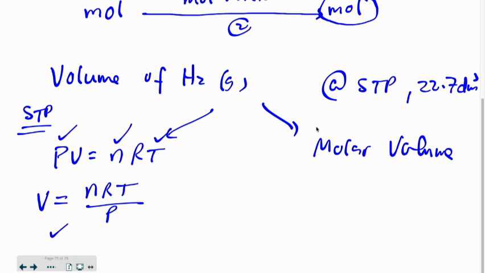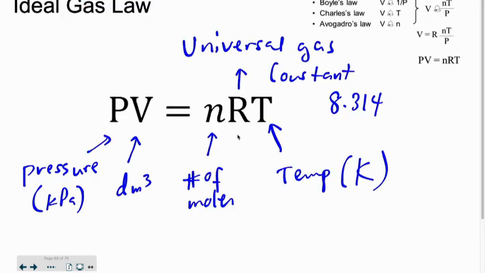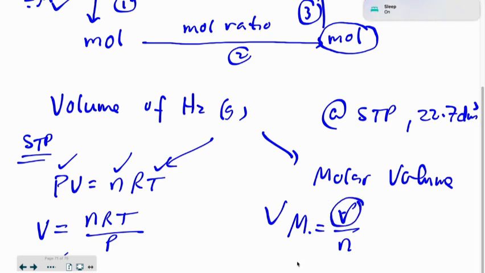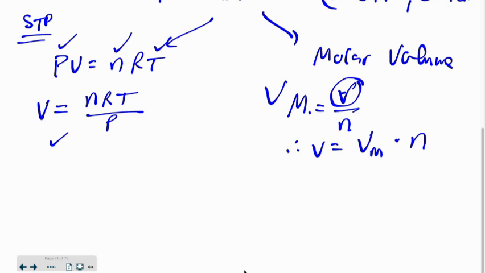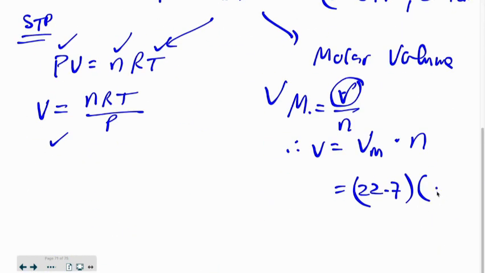If I wanted to use the molar volume, if we go back for a second and take a look, the formula for molar volume is volume divided by number of moles. So, molar volume equals volume divided by number of moles. In this case, I am looking for my volume. Therefore, volume is equal to molar volume times the number of moles. And again, I can just simply plug the numbers in here. My molar volume is 22.7 decimeters cubed, and my moles is whatever moles I found in this question here. I plug those numbers in, and I am able to find the volume.